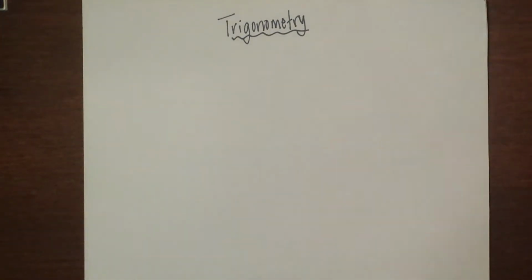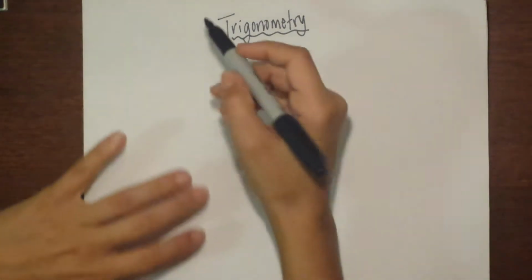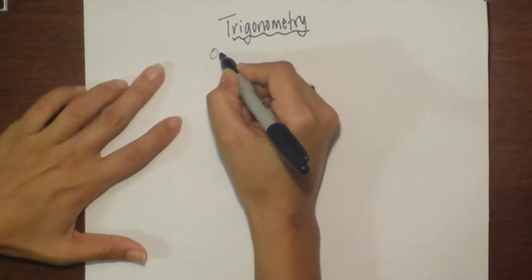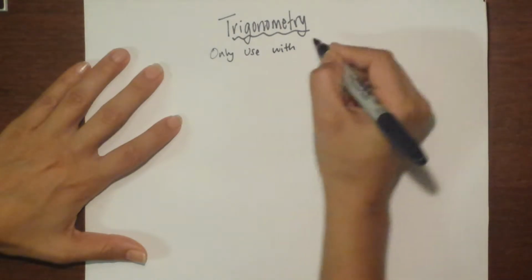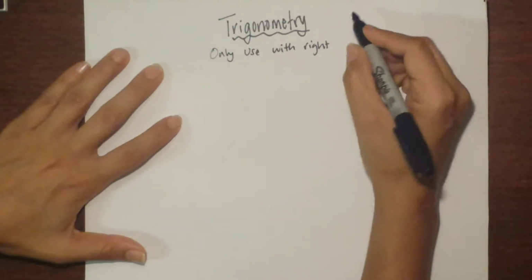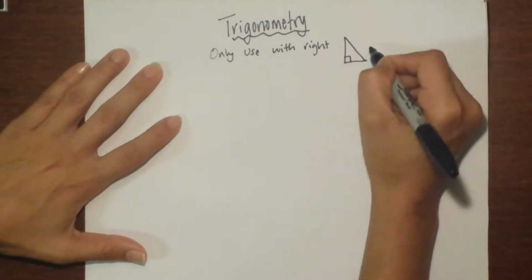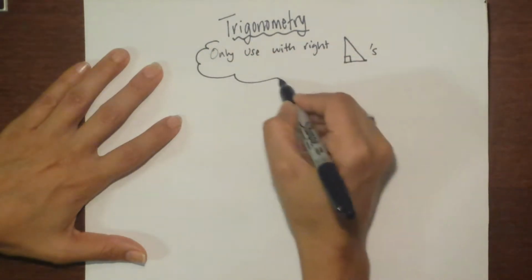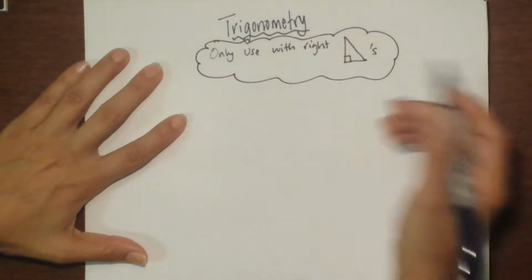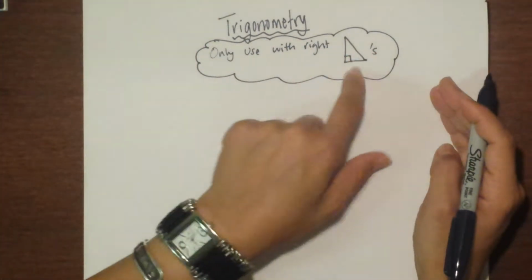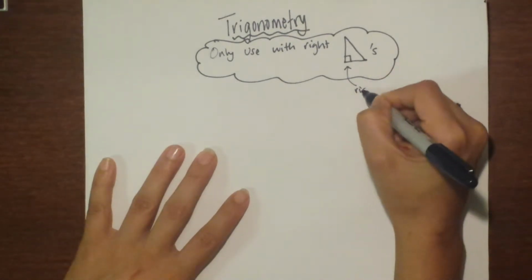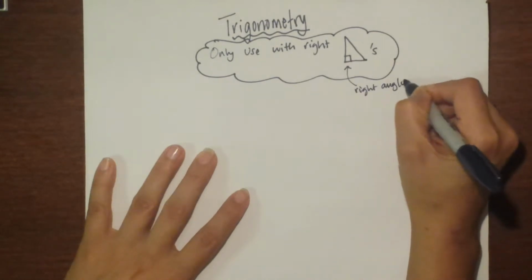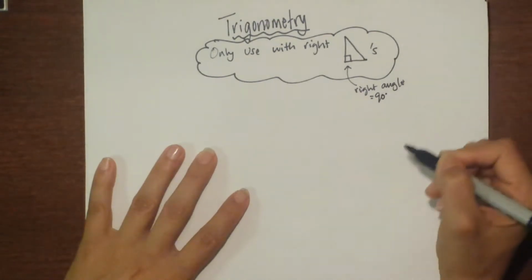Alright guys, today we're going to take a look at trigonometry. Just like before, there's a very important fact that you need to know, and that is you only use it with right triangles. Say it with me: trigonometry, you only use with right triangles. Again, that box means that it's a right angle, which is equal to 90 degrees.